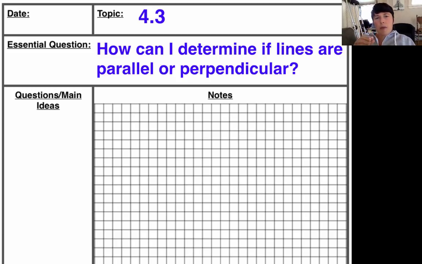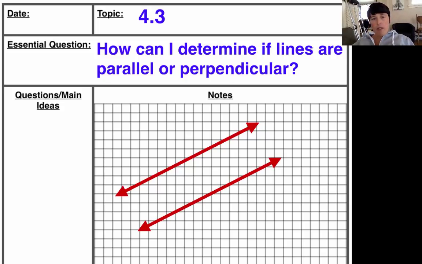So this is a little bit where geometry and algebra start bridging together. And parallel and perpendicular lines are pretty straightforward, no pun intended there. But here's a line that I'm drawing, and I'm going to draw a parallel line right next to it. Basically, the concept of a parallel line is it's two lines that are never going to cross. They're never going to intersect each other.